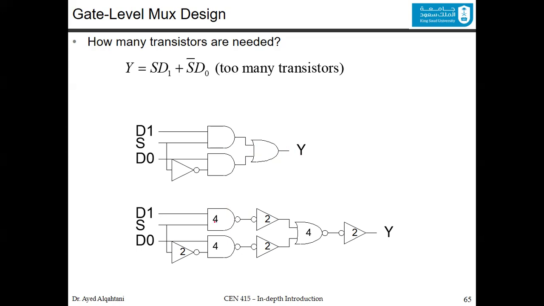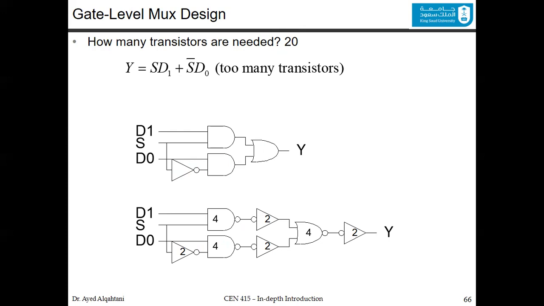To design this, the AND you will convert to a NAND followed by an inverter, because we know that the NAND has 4 transistors, and the inverter has 2 transistors. Similarly for this AND, we have 4 and 2. This inverter has 2 transistors, and this OR we will convert to a NOR followed by an inverter, and that's also 4 and 2. You can see 4 and 2 is equal to 6, three times, and this is 2 transistors. So the total is 6 multiplied by 3, 18, plus 2, 20. You need 20 transistors if you design like this.